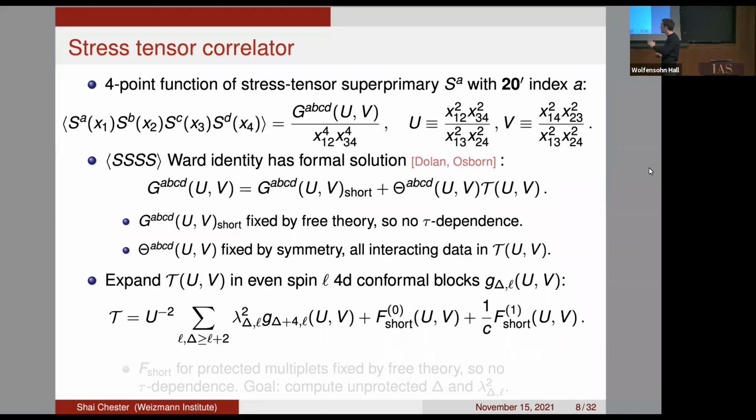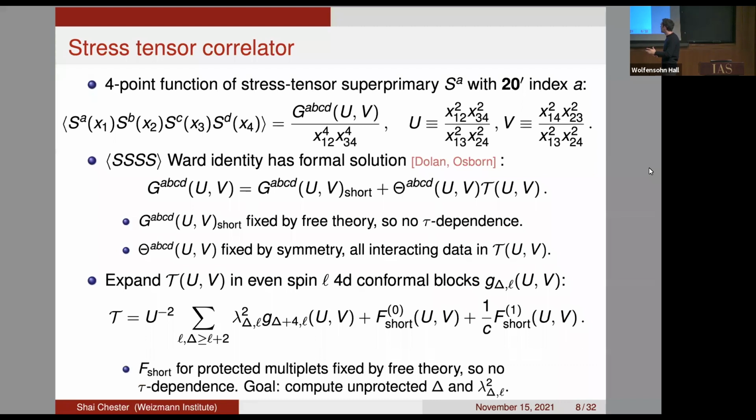So these are all singlet long operators, which can have even spin in this specific OPE, and the scaling dimension just obeys this unitarity bound. So it has to be bigger than spin plus 2. And so the goal of the rest of this talk is to compute these scaling dimensions delta as well as these OPE coefficients squared that appear in this 4-point function.